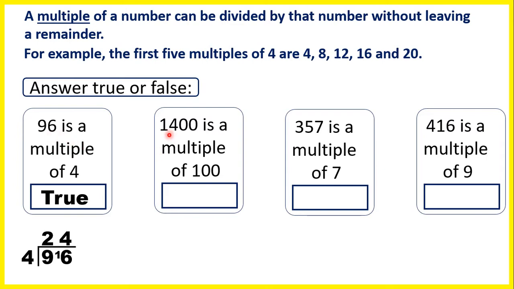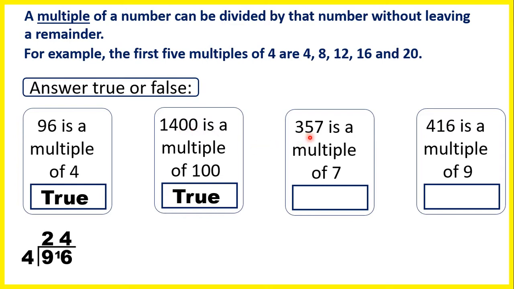Now, 1400 is a multiple of 100. Well, we can see straight away that that's true, because multiples of 100 always end in 2 zeros, and 1400 ends in 2 zeros, doesn't have any 10s or 1s.